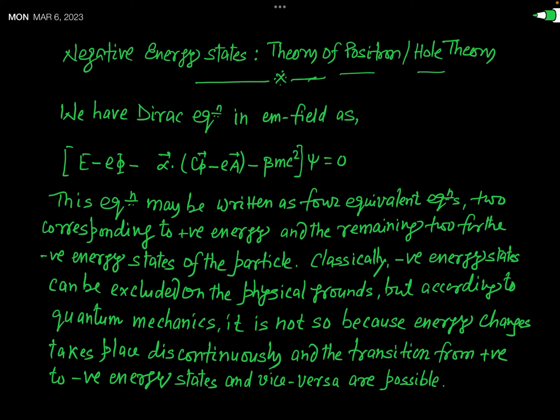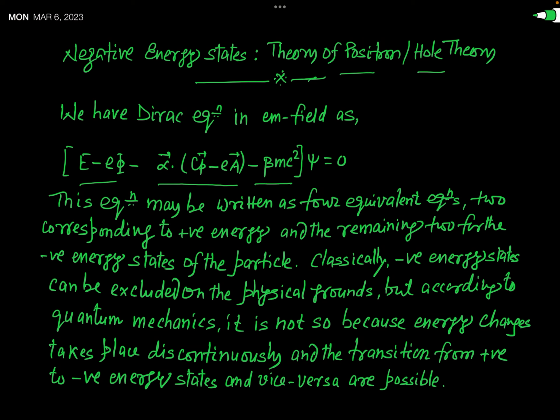You know, when the Dirac particle is placed in an external electromagnetic field, then the form of Dirac equation you have studied earlier is in this form. This is (E minus eφ minus α·(cp minus eA) minus βmc²)ψ equal to 0. This is the Dirac equation in an electromagnetic field, and you have studied this equation previously in my lectures.